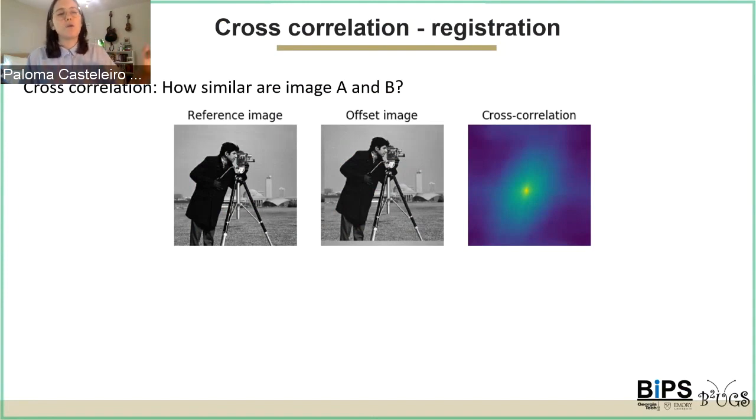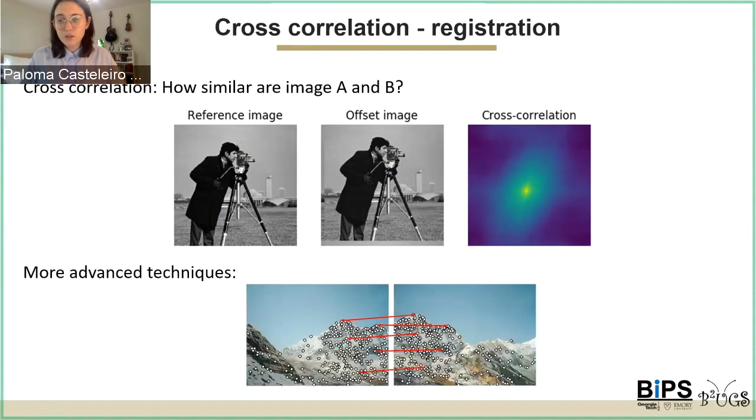Well, a very simple way to do it is to use the cross correlation of the 2 images. Here's an example of the reference image that you would have, and then you have an image that is offset a little bit to the top, like moved up a little bit. If we do the cross correlation of these 2 images, the maximum value of this cross correlation is translated a little bit. It's moved a little bit from the center, and that will give us the actual offset between these 2 images. So that's a very simple solution, but there's way more advanced ways to do registration and to find these overlaps.